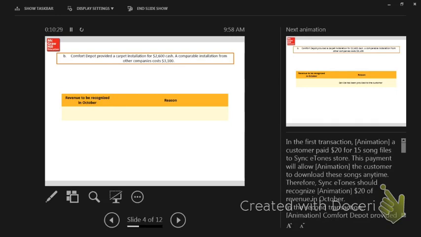Okay. So then Comfort Depot provided installation of carpet for $2,600. Comparable installation by other companies cost how much? $3,100. So what are we going to do here? Cash of $2,600. Does it matter that the other companies charged $3,100? No, you just got a good deal. And then we're going to credit revenue.